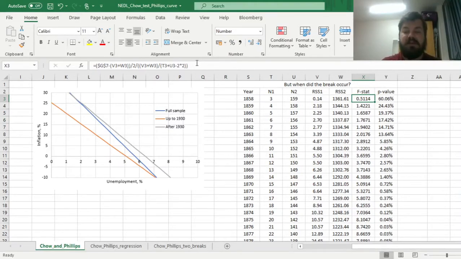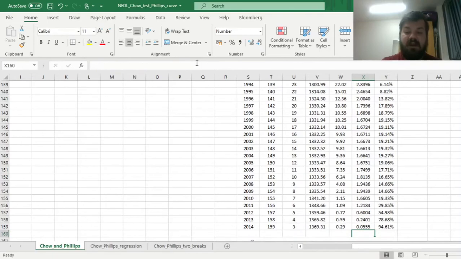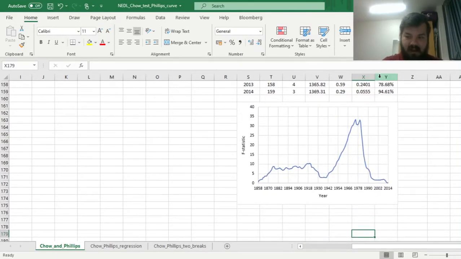But what is most important is we can see what breakpoint years give us the highest f-stats. We have got it in the graph over here. We can see that actually 1931 is not the best year that you could select, because there are even more significant spikes in f-stats throughout the sample period.